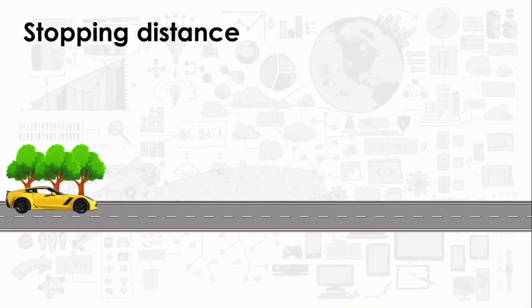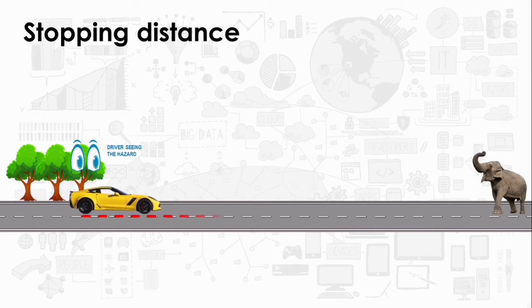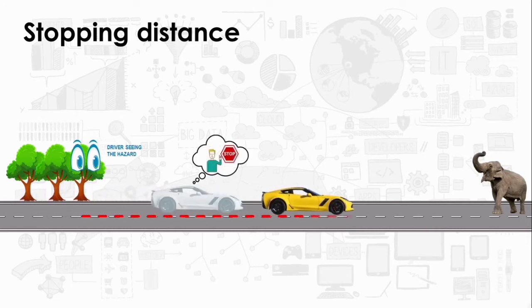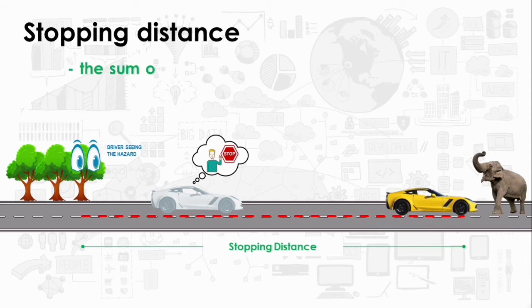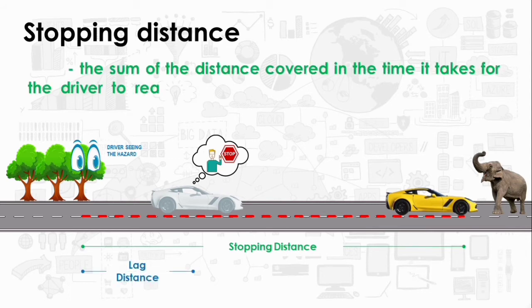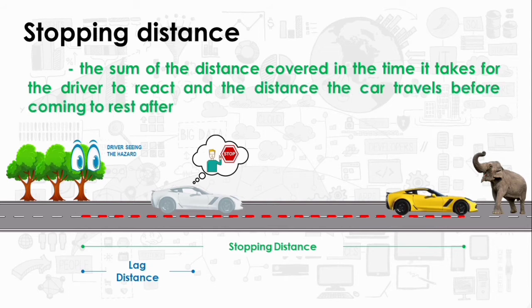Imagine a car traveling at a certain speed when an elephant suddenly crossed the street. The driver has to make a decision to stop to prevent him from an accident. The total distance a car requires to stop is called the total stopping distance. This is the sum of the distance covered in the time it takes for the driver to react, known as the lag distance, and the distance the car travels before coming to rest after the brakes are pressed, called the braking distance.